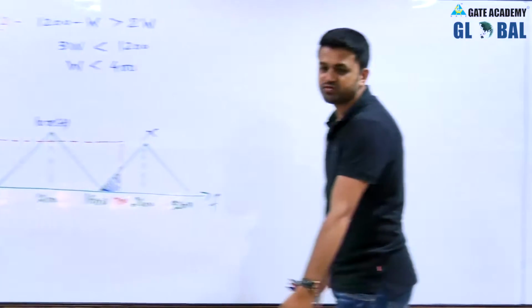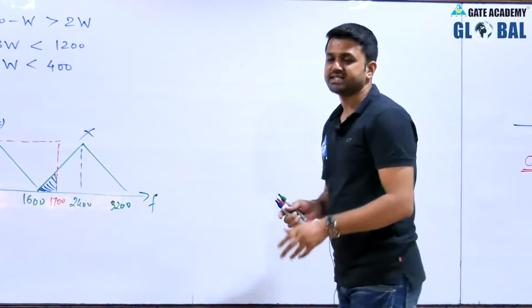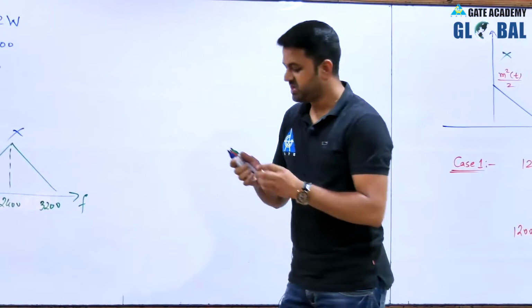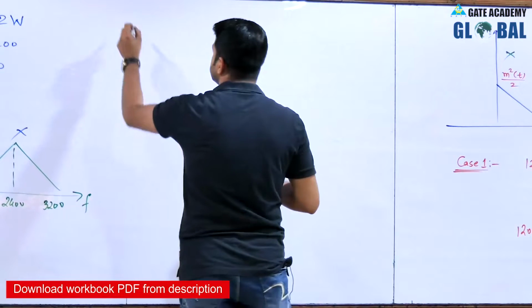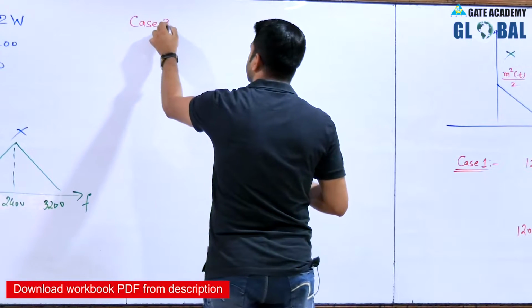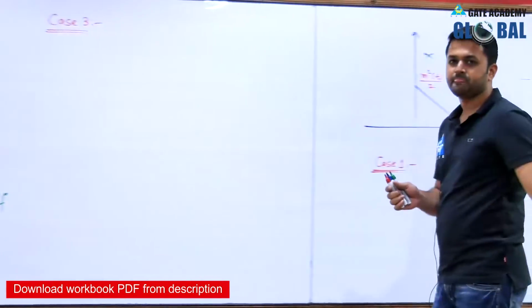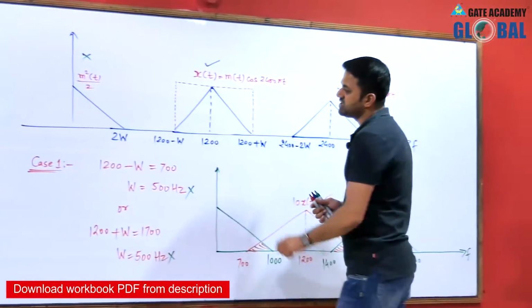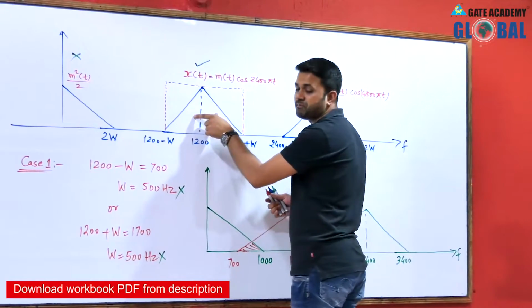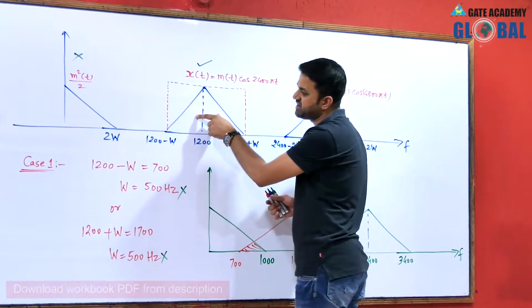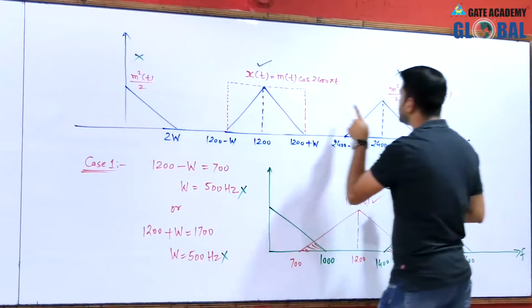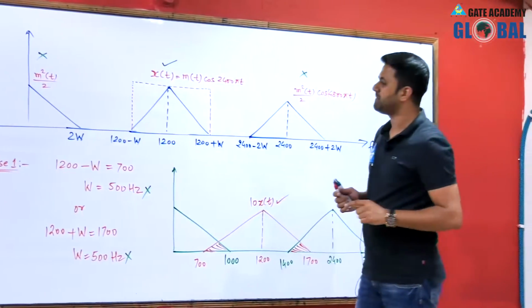So now what will we do? Because these two cases are not solving our problem, we will consider a third case. Now in case 3, this component has to be passed through the band pass filter, and this component should be rejected by the band pass filter.